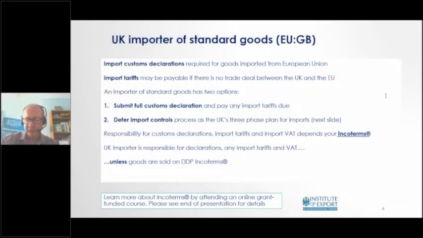trade deal. So if you haven't already done so, look at the commodity code of the product you're importing, and look at the new UK global import tariff. We've done a masterclass on this topic, and again, we're happy to provide information and links to where you can identify the information. So an importer of standard goods has two options.